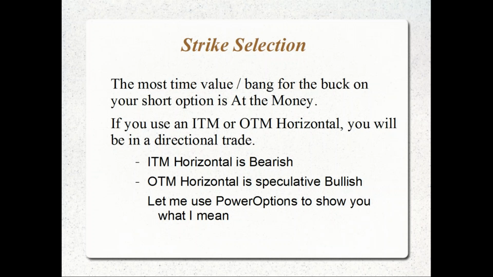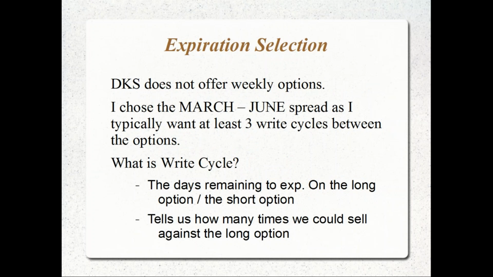We talked about the strike selection. We showed how it differs if you go in the money or out of the money with your horizontal. And the expiration selection, I chose the March to June spread because I typically want at least 3 write cycles between the options. What is a write cycle?